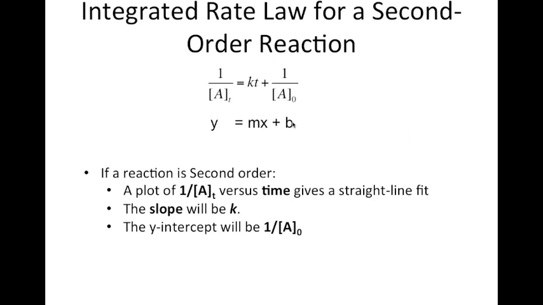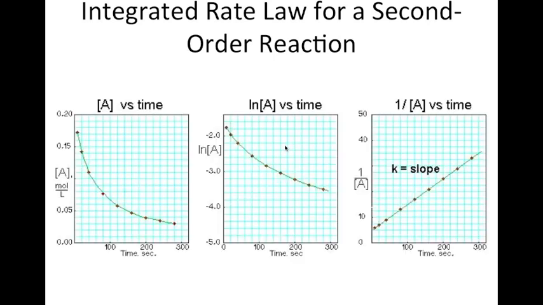And finally, let's look at the integrated rate law for a second order reaction. So let's say we collected our data of time versus concentration, and let's say we plotted not the concentration or the natural log of the concentration versus time, but the inverse of the concentration at each time point versus the time, so 1 over the concentration at each time point on our y-axis and time on our x-axis. If we plotted that and got a straight line, that would tell us that it was a second order reaction.